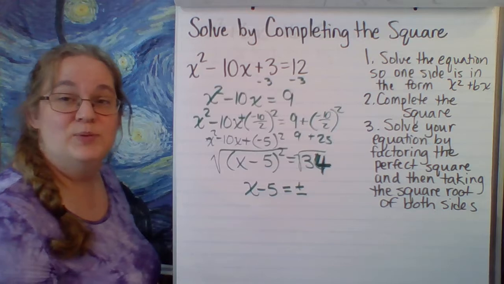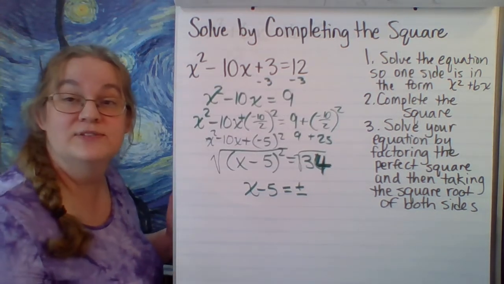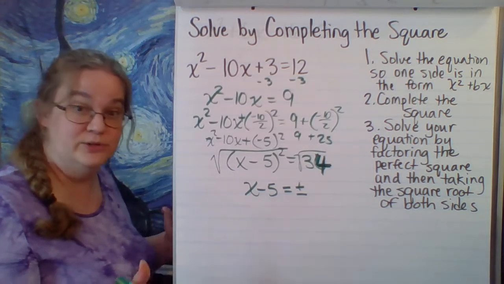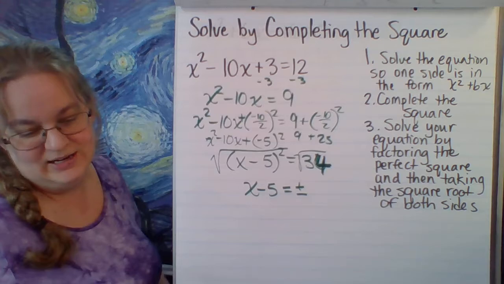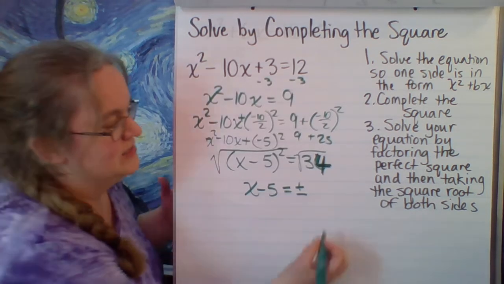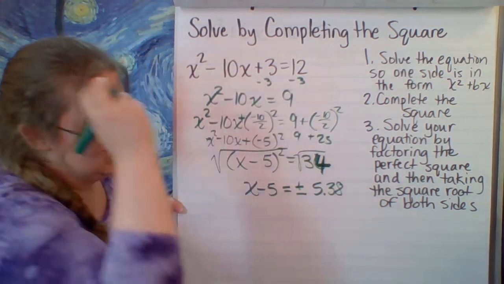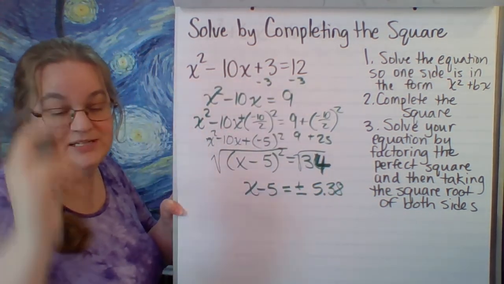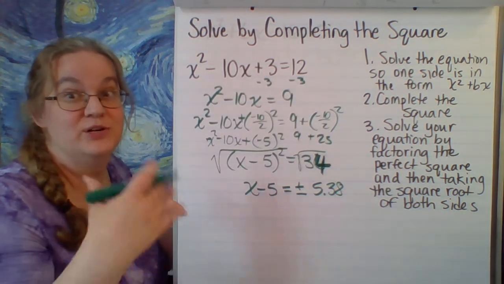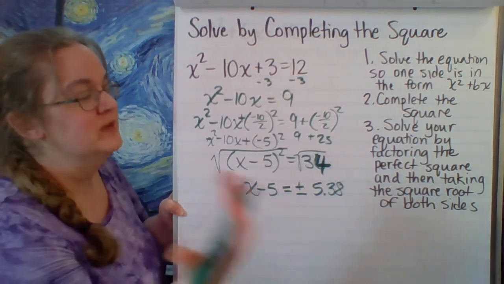And when you don't have a perfect square on the side, we're going to estimate to about the hundredths place. You'll have some examples in your assignments where, like real world, it doesn't perfectly come out, and that's totally fine. So when we do that, that's plus or minus about 5.38 when we take the square root of 34, and that makes sense because 5 squared is 25, 6 squared is 36, so it should be 5 point something.